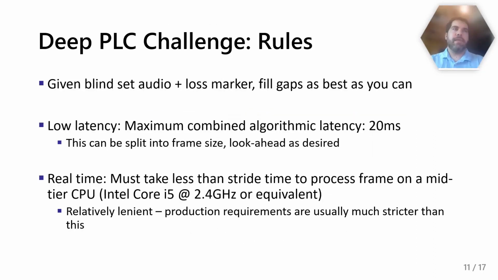So now, given this blind data, people had to fill the gaps as best as they could. They had to do it with low latency. The maximum allowed algorithmic latency was 20 milliseconds, split between frame size and look ahead as people liked. And it had to be real time on a 2.4 gigahertz or equivalent Core i5. These are relatively lenient requirements, but we didn't want to restrict ourselves to just very tiny models. So these are the rules that we chose.